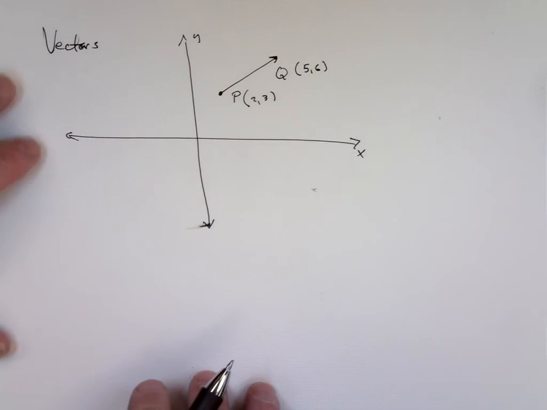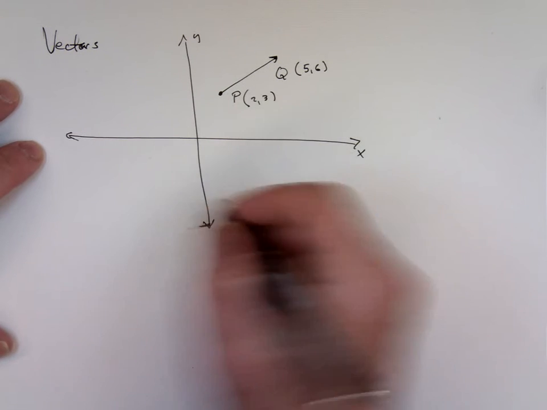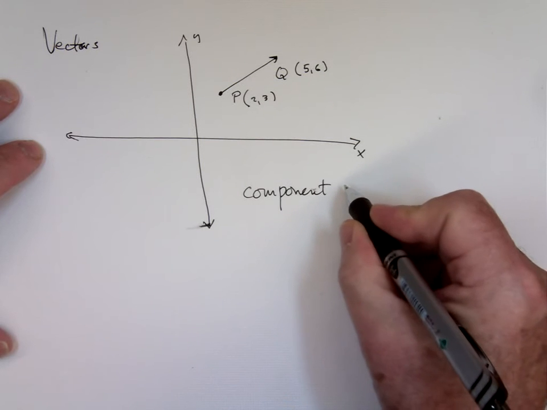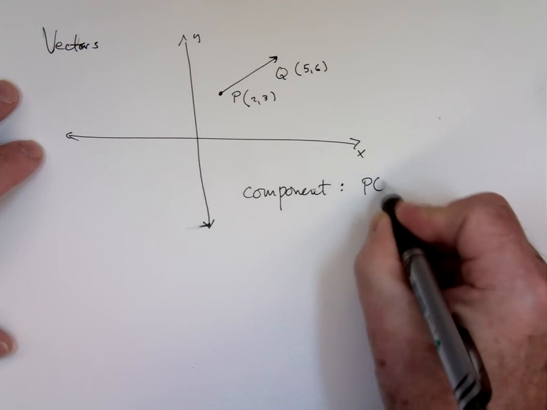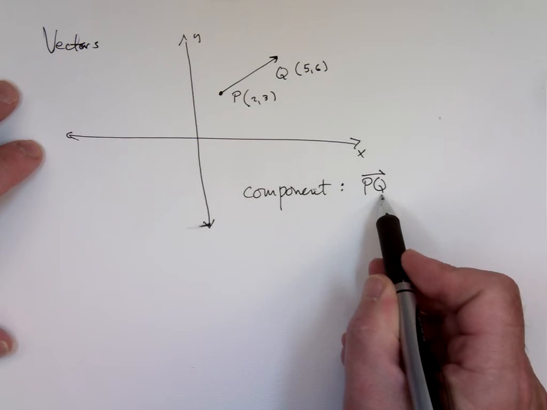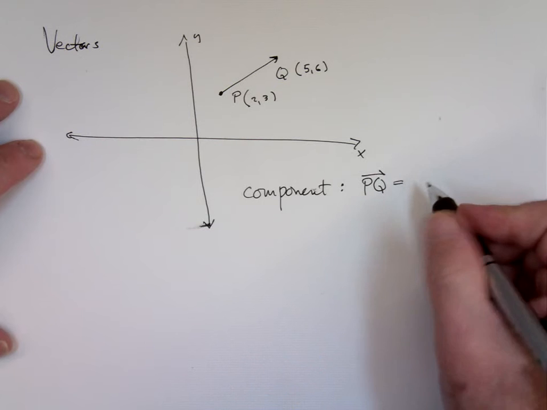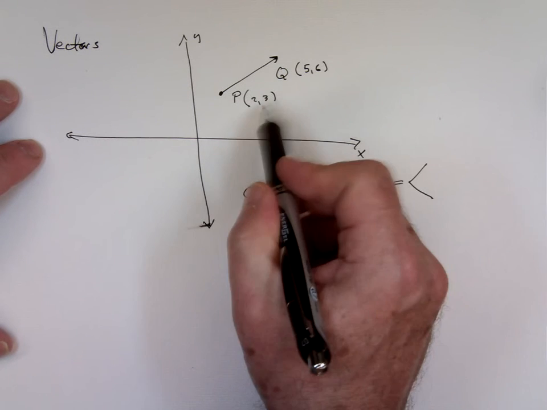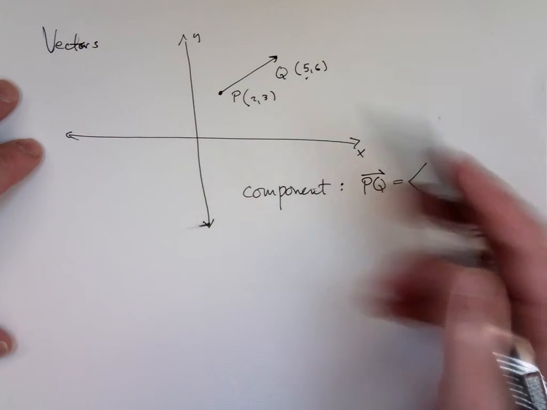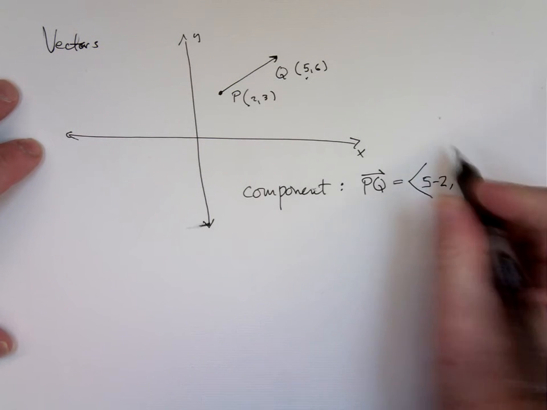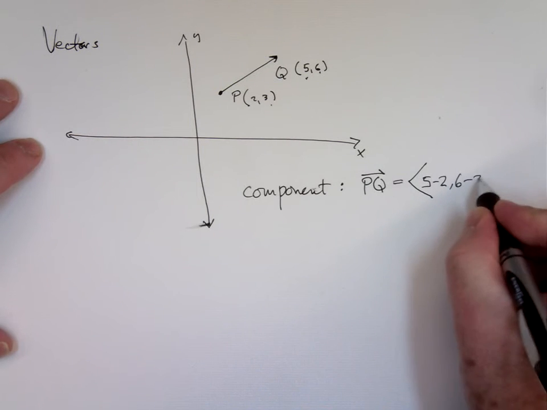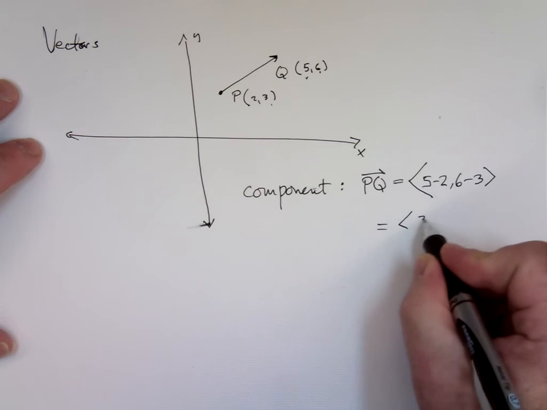We can write this vector in what's called component notation, use components, and write it this way, PQ, this says start at P, end at Q, that's equal to, and what we'll do is take the end point, terminal point, 5 minus 2, end y minus start y, 6 minus 3, to get 3, 3.